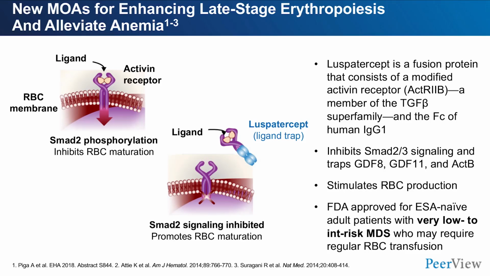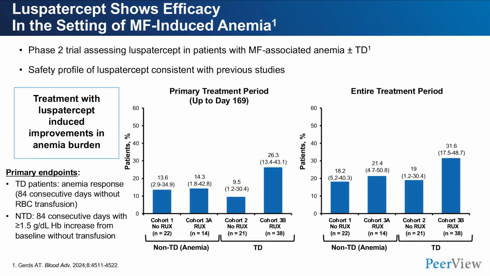But till now, we have discussed the effect of JAK inhibitors on anemia. Now I want to present a new mechanism of action that is that of luspatercept. Luspatercept is a fusion protein that binds different TGF-beta superfamily ligands with the aim to reduce SMAD signaling and enhance late-stage erythropoiesis. The drug has been developed and approved in beta thalassemia, but also in myelodysplastic syndrome, where we can use it in a cohort of patients who are ESA-naive, very low and intermediate risk myelodysplastic syndrome on the basis of the COMMAND study. But we studied also luspatercept in patients with myelofibrosis, and this is a phase 2 study.